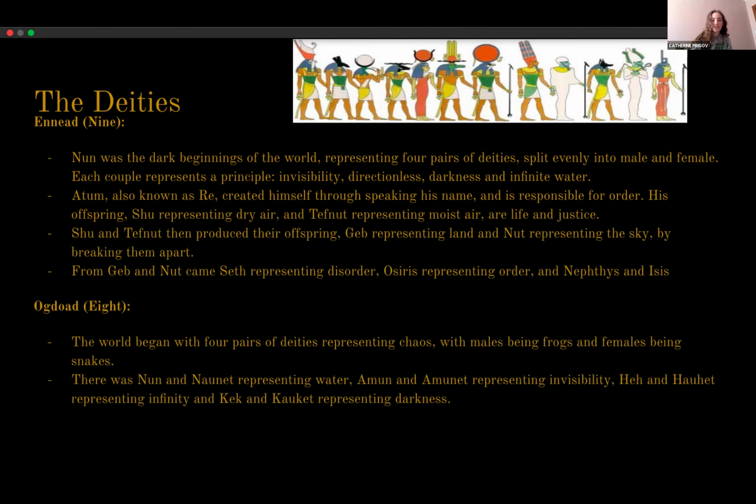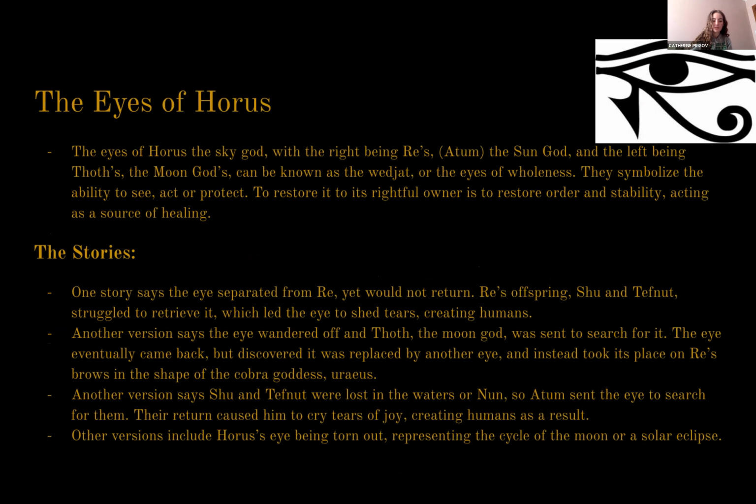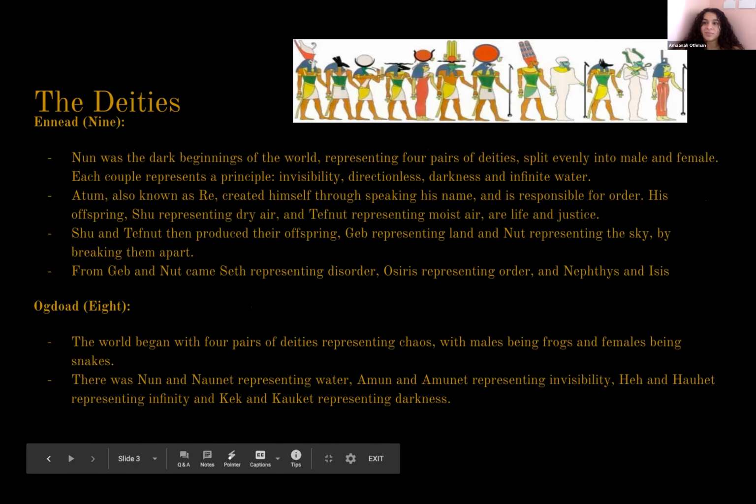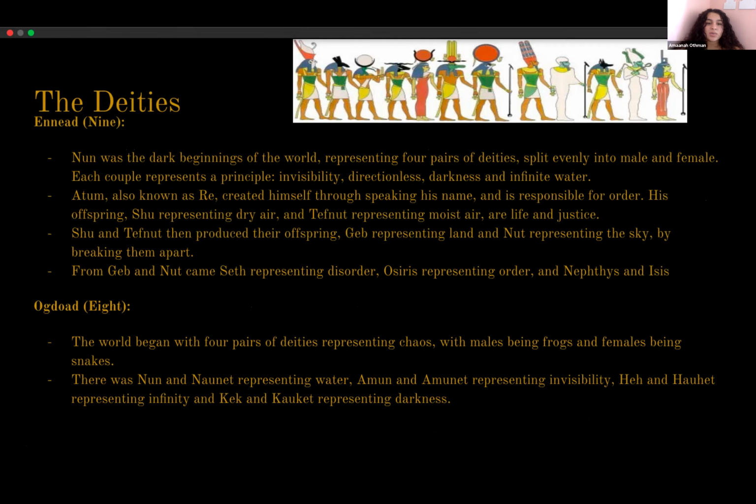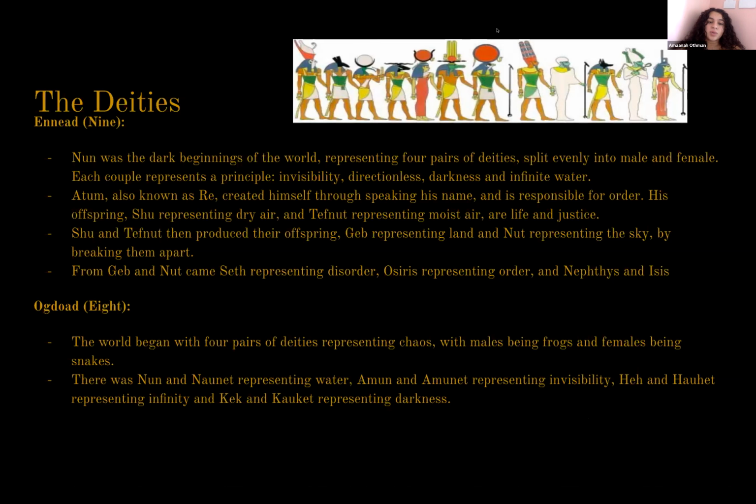So the ancient Egyptians believed in deities, an extended family of nine deities produced by Atum during the creation of the world. Nun was the dark beginnings of the world, representing four pairs of deities split evenly into male and female. Each couple represented a principle, which was invisibility, directionless darkness, and infinite water. Atum, also known as Ra, representing dry air, Tefnut representing moist air, and life and justice. Shu and Tefnut then produced their offspring, Geb representing land and Nut representing the sky, by breaking them apart. From Geb and Nut came Seth, representing disorder, Osiris representing order, and Nephthys, who was the goddess of air, and Isis, who was a powerful sorceress and healer, and she was also the mother of Horus.